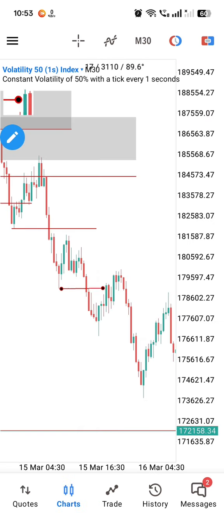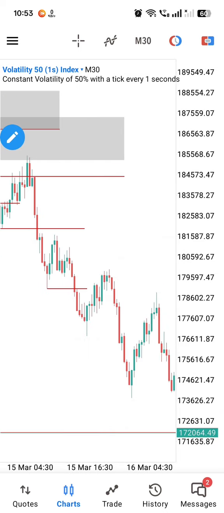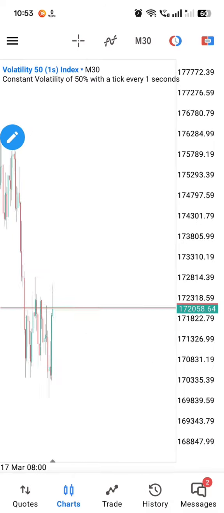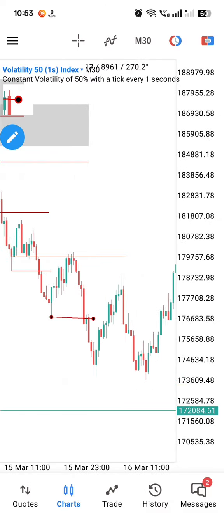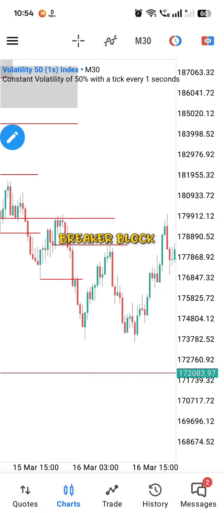And of course it broke structure below the low there, returned back into the range, and it tapped the 30-minute mitigation block. I think VIX 50s likes reacting off of mitigation blocks. This is what I'm noticing right now. It broke structure below the low, and then now we're currently at the price action that we're at.